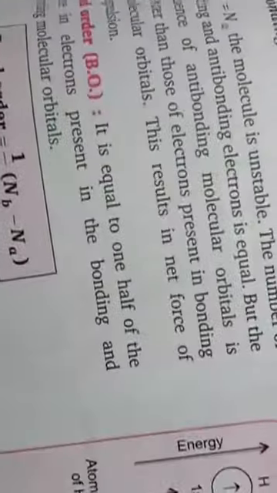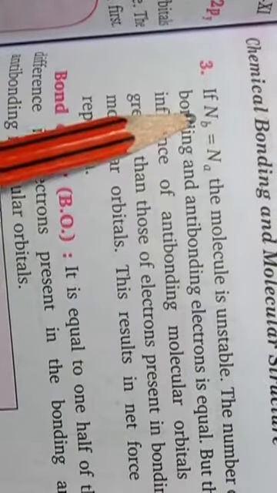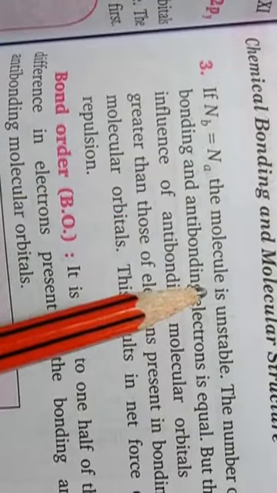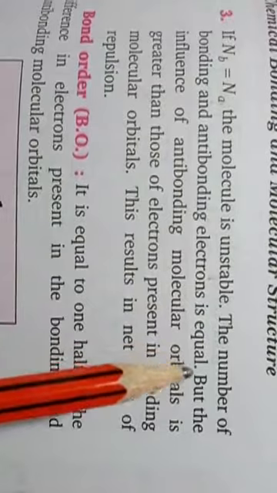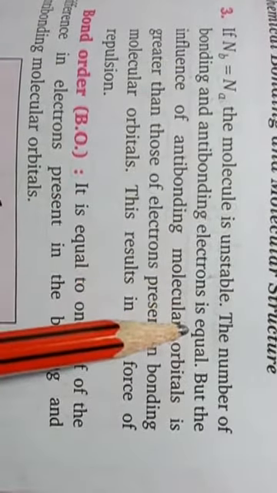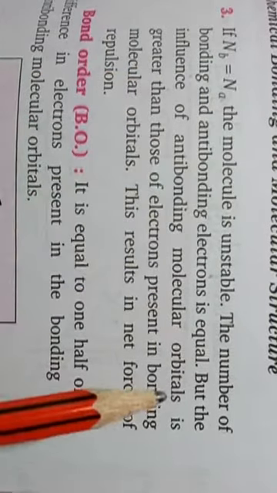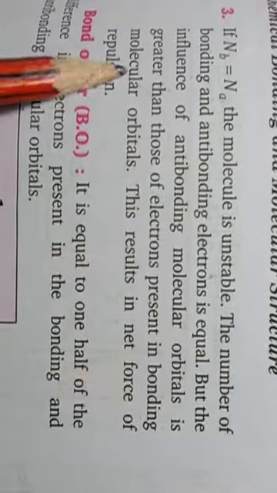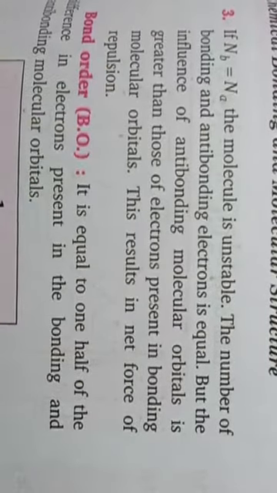The next point: if the number of bonding and anti-bonding electrons are equal, then the molecule is unstable. Students, the number of bonding and anti-bonding electrons is equal, but the influence of the anti-bonding molecular orbital is greater than that of the electrons present in bonding molecular orbitals. This results in a force of repulsion.